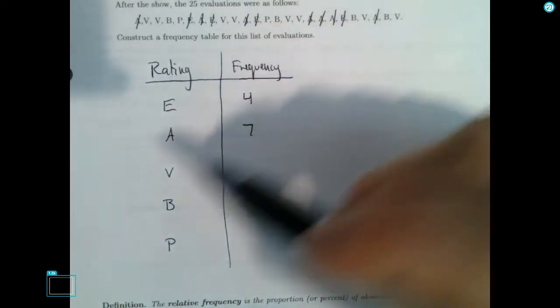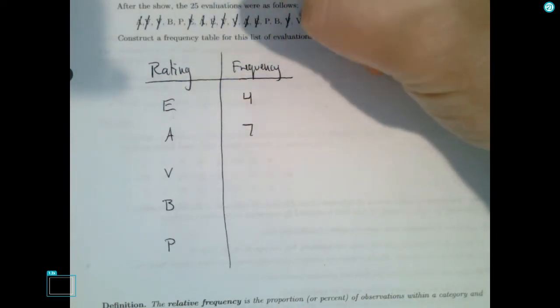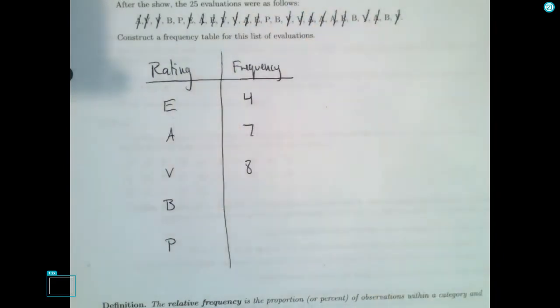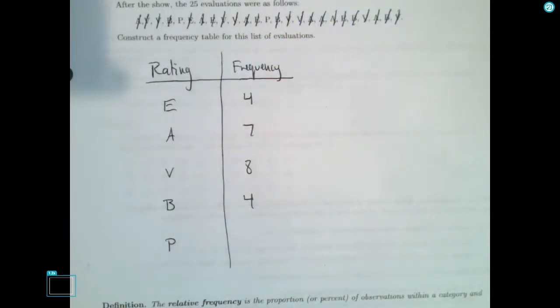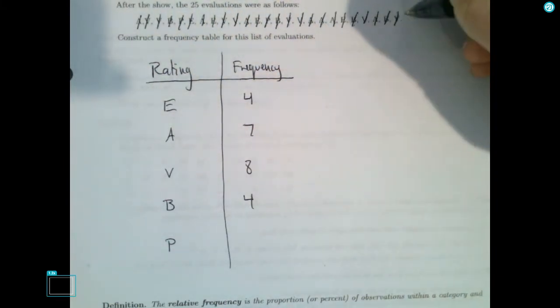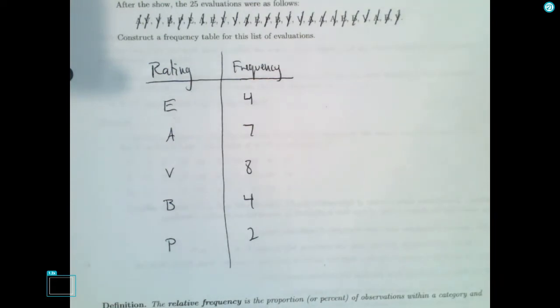How many people rated it average? 1, 2, 3, 4, 5, 6, 7, 8. How many people rated it below average? There's 1, 2, 3, 4. So it looks like 4. And how many people rated it poor? Looks like 1, 2, 2. Okay, that's a frequency table. That's all there is to it.